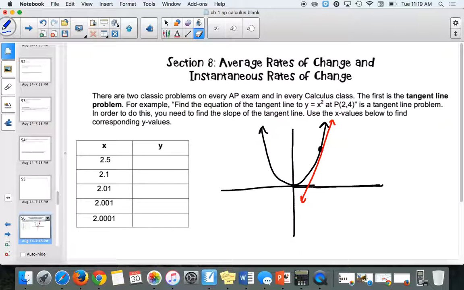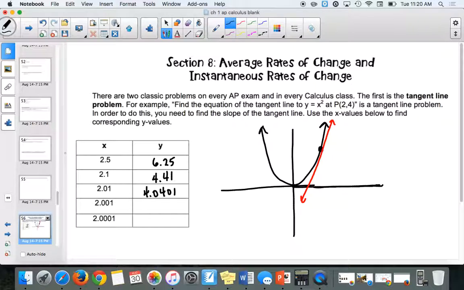So use the x values below to find corresponding y values. So if we're plugging into x squared and I have 2.5 squared, I get 6.25. All right, if I have 2.1 squared, do you guys know what that is? 4.41. 2.01 squared, you can put it in your table if you want to. Do you guys have that? 2.01 squared is 4.0401. There's kind of a pattern. This next one is 4.004001, and this last one is 4.00040001. And you can do a table of values if you get confused.